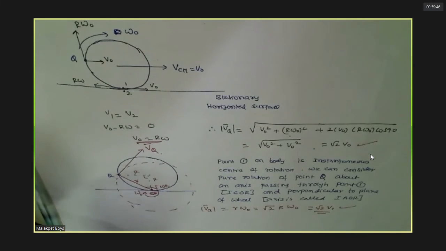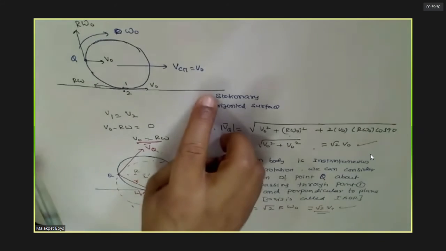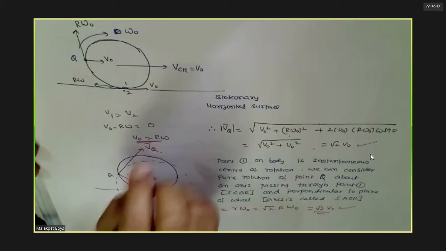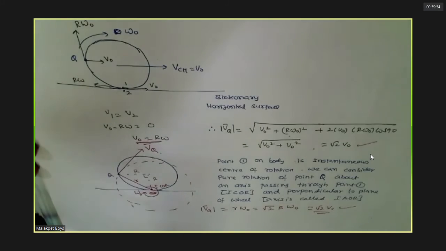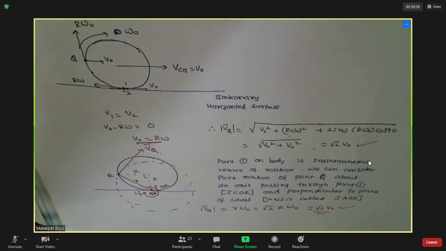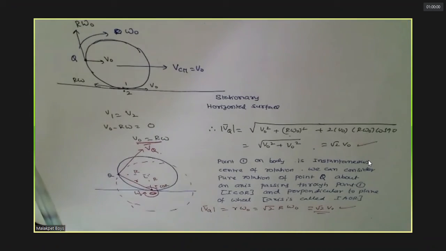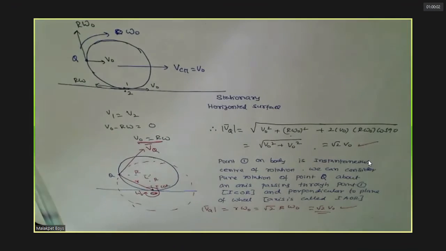In the simple case, you may feel this is easy, but when there are multiple bodies, suppose a lorry is going and one plank is there, the plank is also moving, like that multiple bodies are given, it will be difficult for you to take both. In such cases, it's better if you know this.